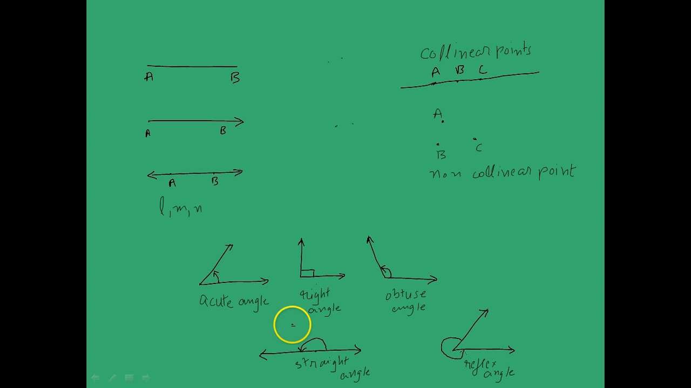Next, we'll look at classification of angles. An angle less than 90 degrees but greater than 0 degrees is called an acute angle. An angle equal to 90 degrees is called a right angle. An angle greater than 90 degrees but less than 180 degrees is called an obtuse angle. And an angle equal to 180 degrees is called a straight angle. While an angle greater than 180 degrees but less than 360 degrees is called a reflex angle.